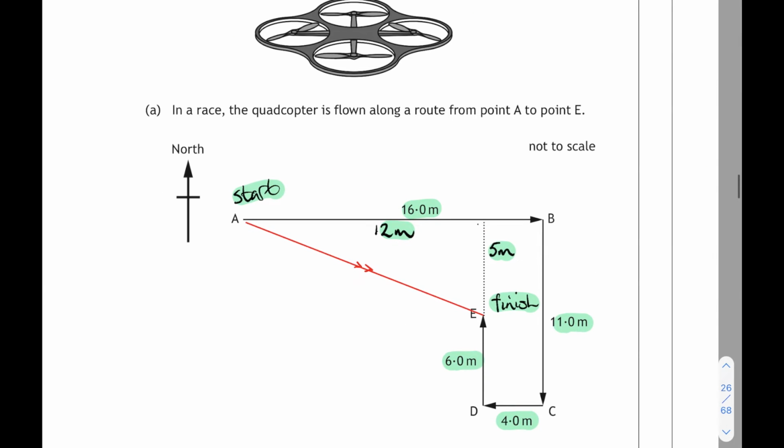Now, should we just leave it as 23 degrees? There's a north on the diagram.